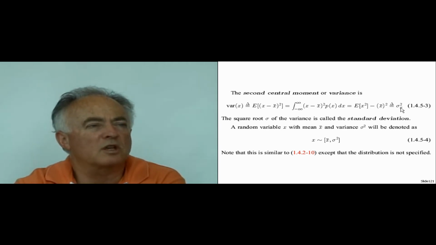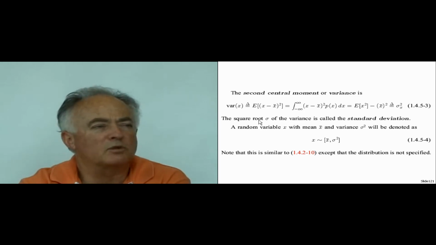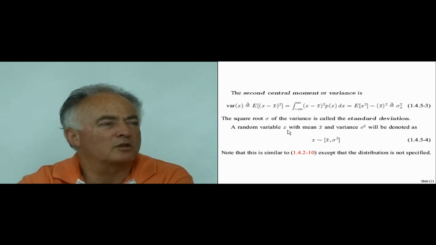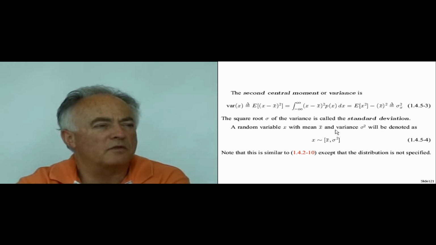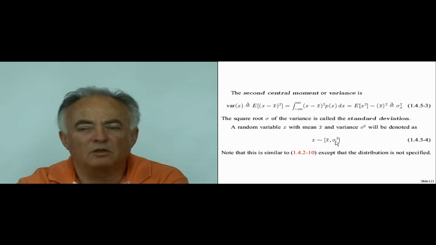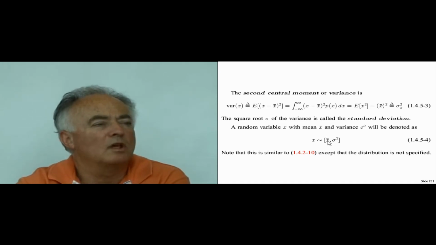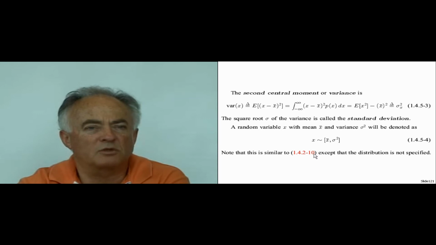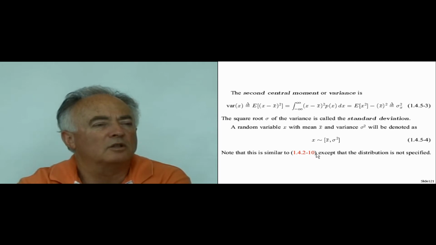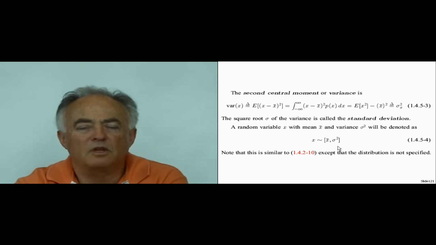So here is the variance, and sometimes we will denote to which random variable this belongs by using a subscript or sometimes without it. The random variable x, whose mean is x bar and variance is sigma square, will be denoted as x distributed with mean and variance, and we indicate those two values there. Now this is somewhat similar to what we have seen before in the Gaussian. You can say random variable x is Gaussian with that mean and that variance, except that now we don't specify the distribution, we just say it has these two moments.